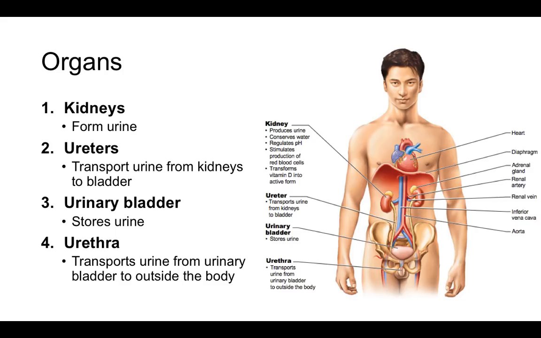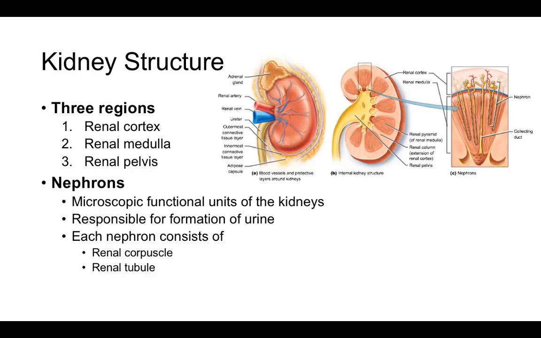Today we're talking about the urinary system. There are four major organs associated with the urinary system. We have the kidneys, which play the largest role, and everything else is basically just storage and conduction. We have the ureters that transport the urine from the kidneys to the bladder. The urinary bladder is where it is stored until you feel the urge to use the restroom. And then the urethra is what transports the urine from the bladder to the toilet.